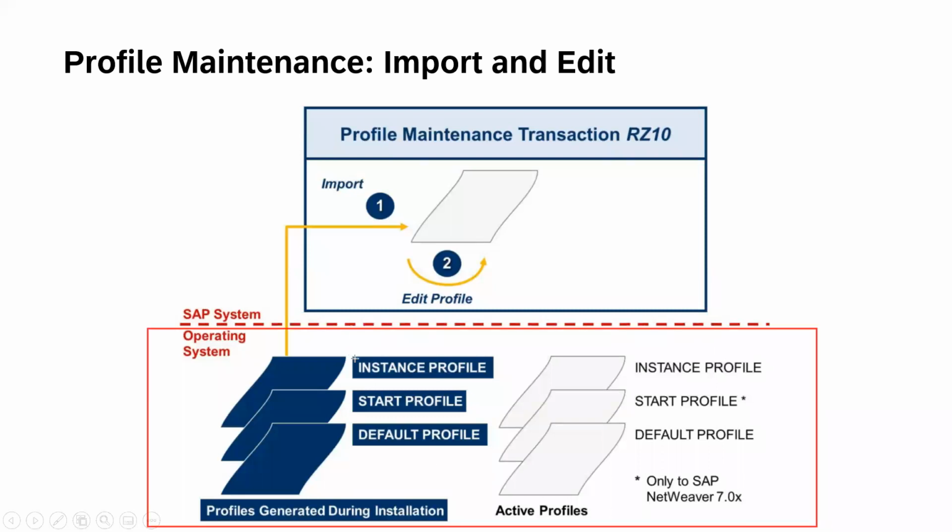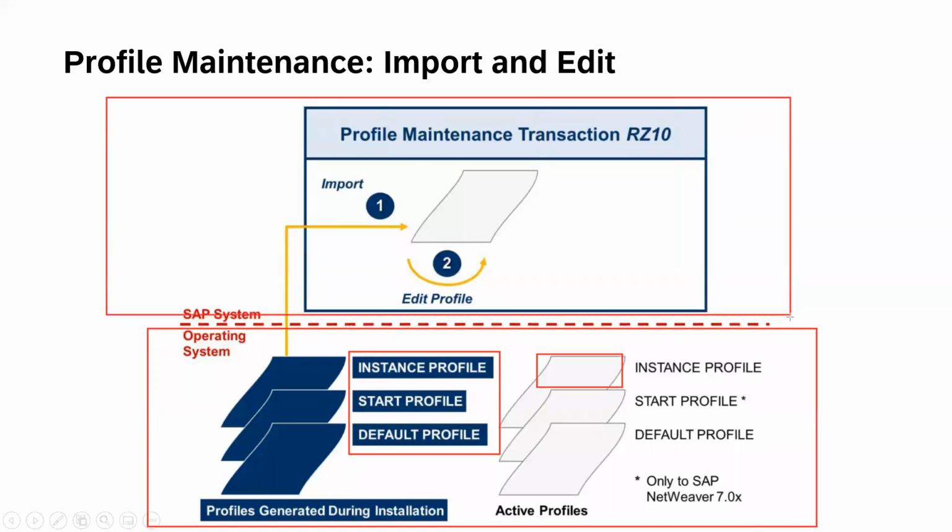Okay, these are the different profiles: instance profile, start profile, default profile, and so on. And these are the actual profiles over here. On your upper layer, you can see the profiles which are available in the SAP system from RZ10. So where does it store the information of this profile? It stores inside your database. It is not mentioned on the screen, but it is stored inside your database.